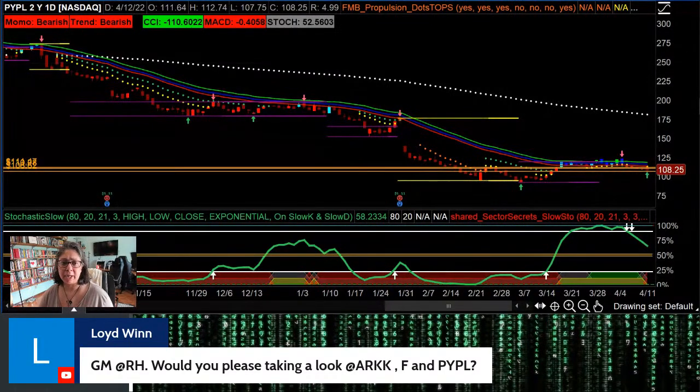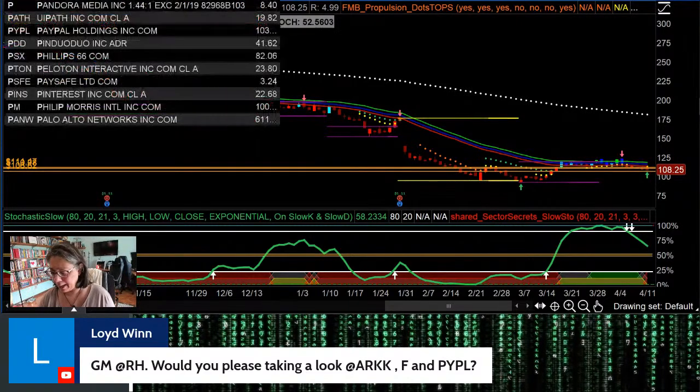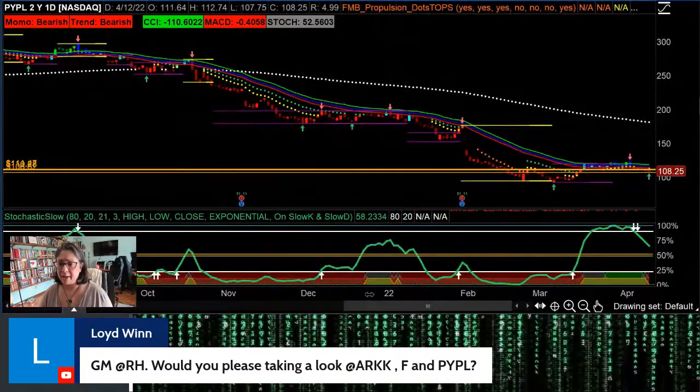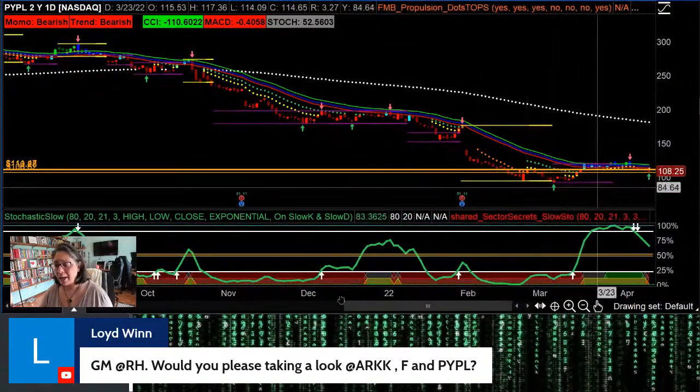So Ford is in an interesting place for me. ARK is a straight up investment. That's that 3 to 5 years. Ford, we can do both. And with PayPal, that's straight up daily time frame, starting off there, downtrend. It's trying to level off.